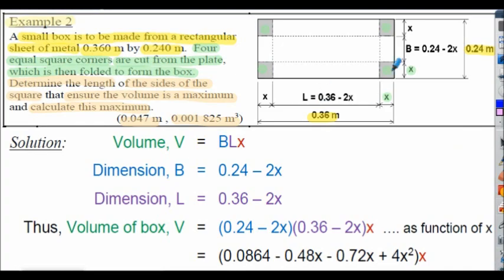We have dimensions of B, which is overall width shown here, which is 0.24 minus 2x. We also have the length of the box, L, shown here. Given the information in the question, it will be 0.36 minus 2x. And notice that they're both functions of x, being the dimension of the corners to be cut out from the rectangular sheet. So now we can determine the volume of the box. From above it will be B multiplied by L multiplied by x.